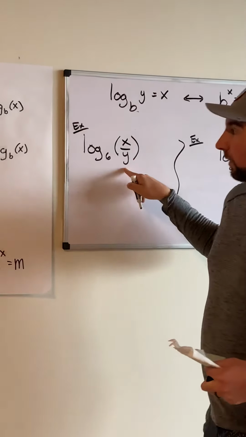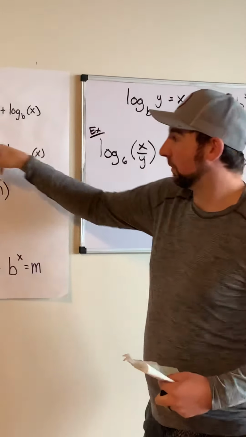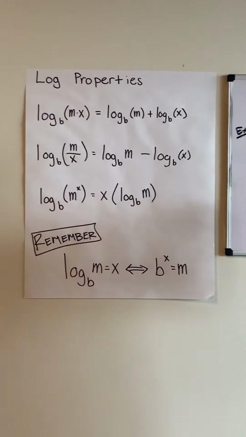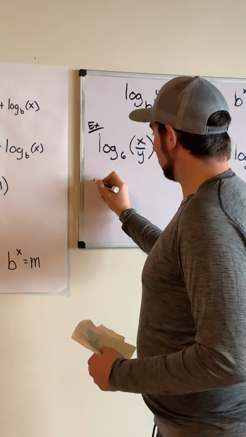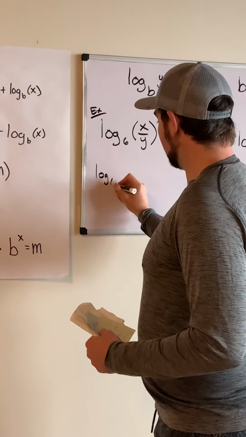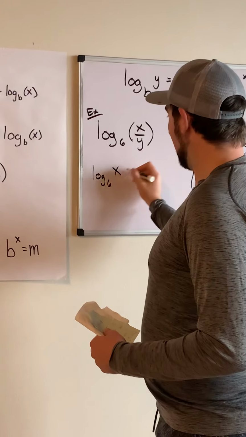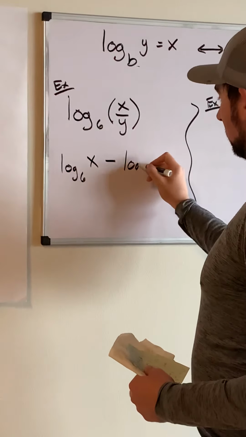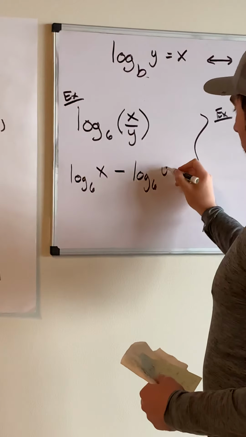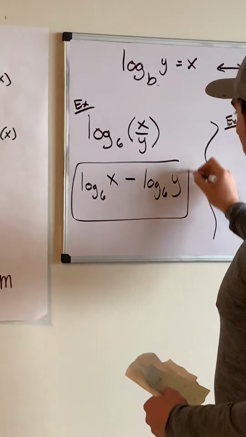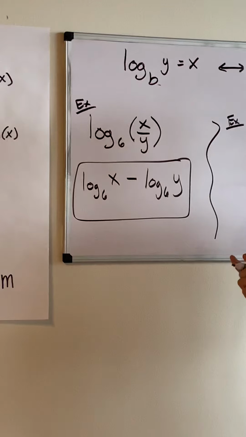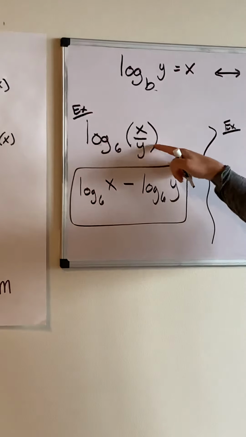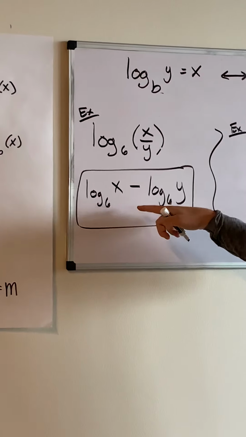So I'm going to look over here. I have a division, which means I'm going to expand to subtraction here. So this actually turns into log base 6 of x minus log base 6 of y. And that is all you have to do for that expansion. You're just using these log properties. If you see division, it's going to be subtraction.